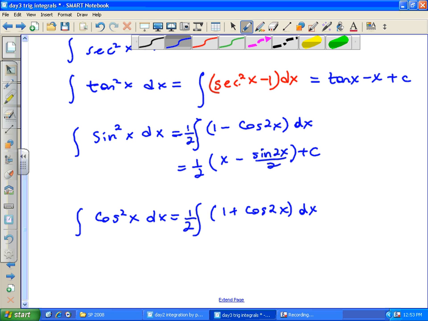Okay, so now that we've reviewed these basic rules, we're ready to do combinations of things or higher power integrals using trig functions.